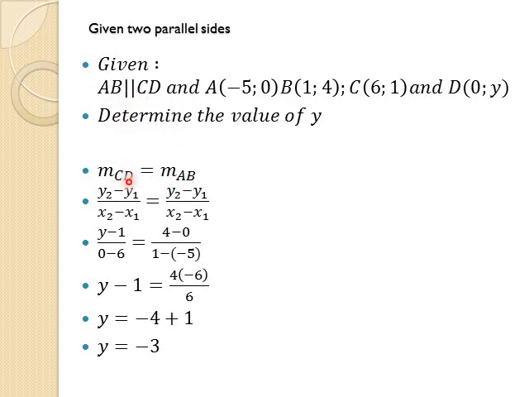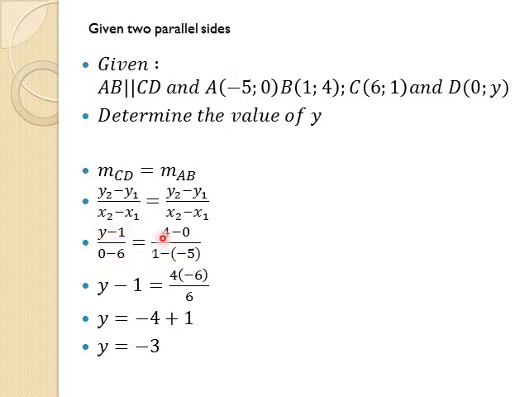Right, so for CD, that's going to read y minus 1, because I'm using C and D, and 0 minus 6. Gradient AB, y2 minus y1 will read 4 minus 0 for my y values. For my x values, 1 minus 5. So that gives me y minus 6.